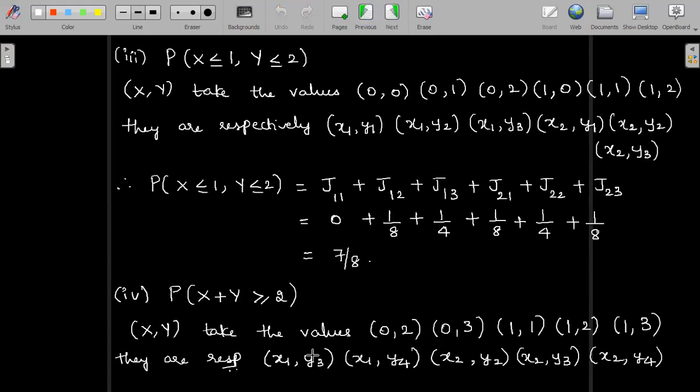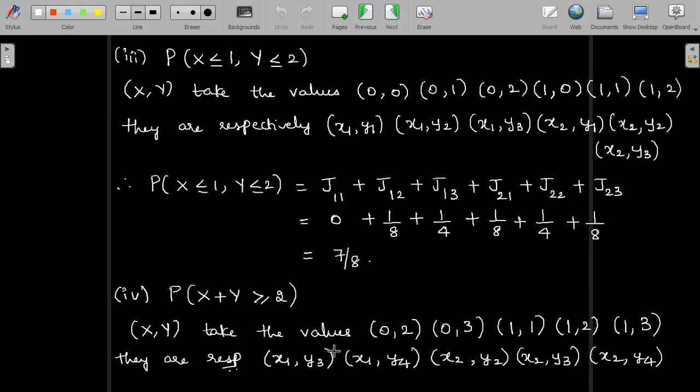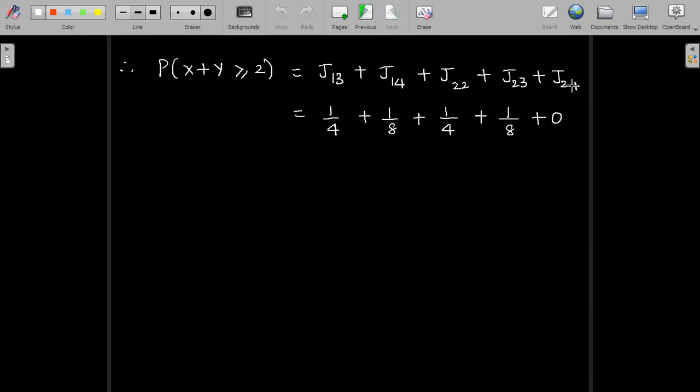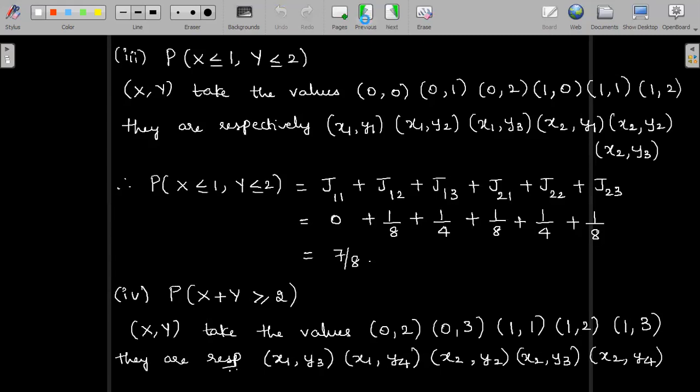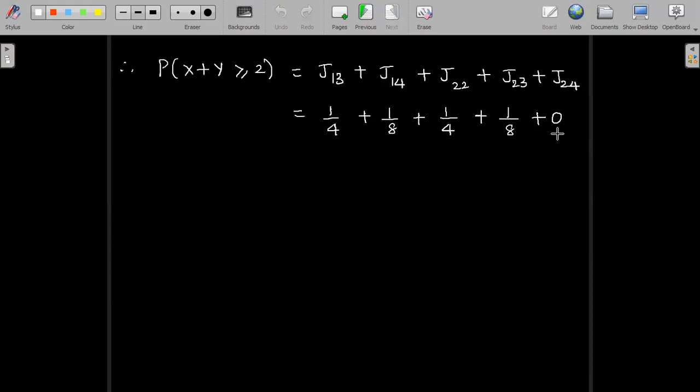I'll just repeat. X1, Y3 is same as writing J13. Similarly, X1, Y4. So J14. Like that we have written this. J13, J14, J22, all the J values we have already written here. We have penned all the values over here, which is going to help us to substitute now. So the sum is equal to 3 by 4 in this case.